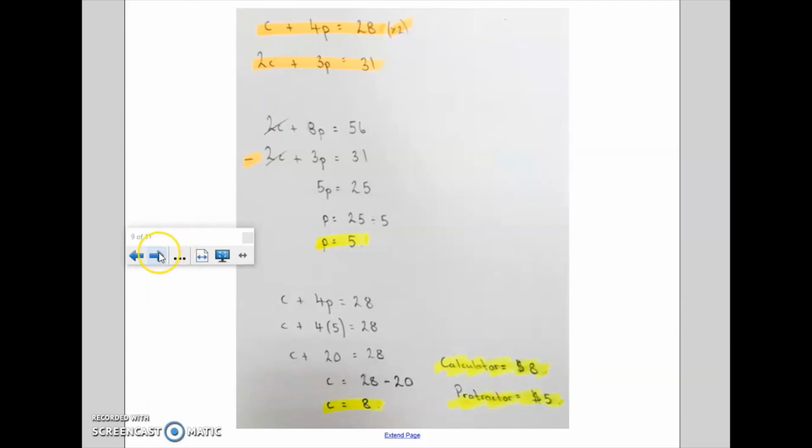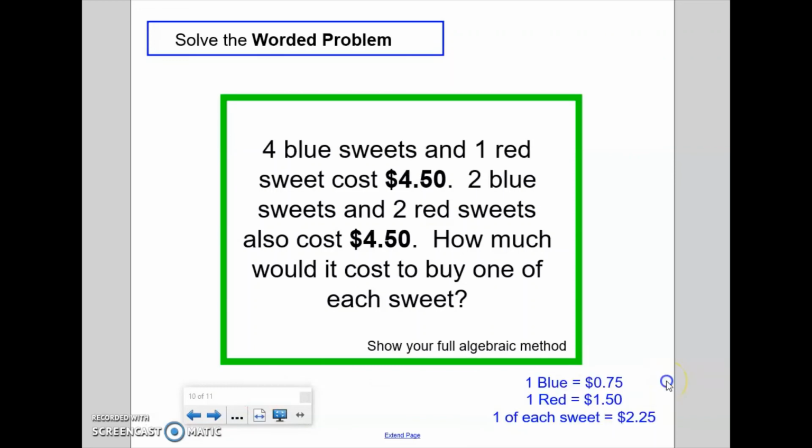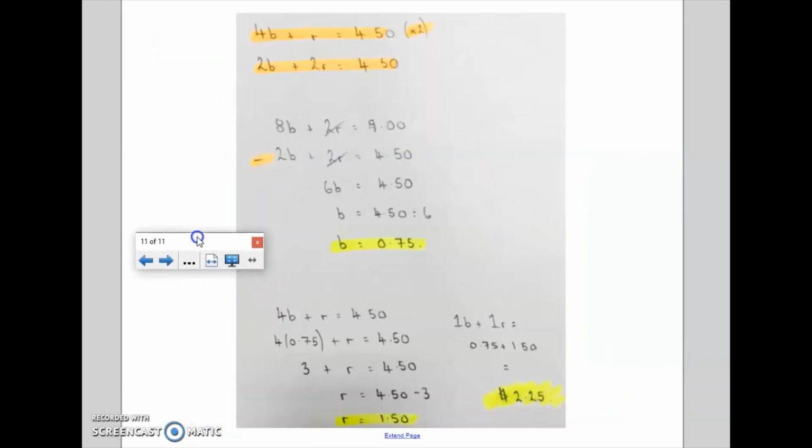Okay, and one final extension question coming up. Could you pause the video and have a go at this worded problem? Okay, the solution to this one is seen there on your screen. So one of each suite would cost $2.25. If you need the full algebra working out, it is on your screen now.